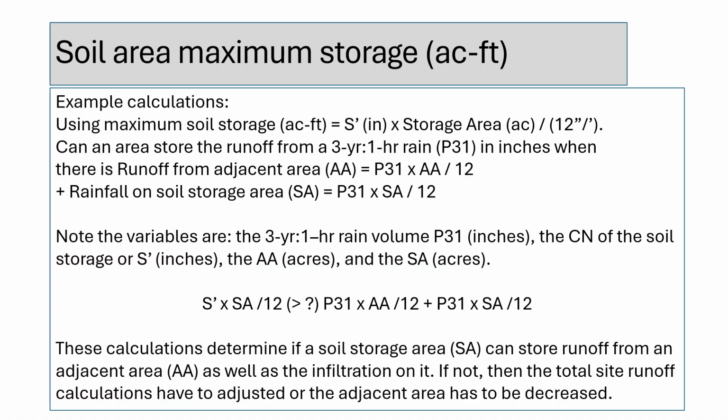To determine whether that storage is sufficient, we compare it against the total water volume the area must receive. That total includes the runoff from the adjacent area, calculated as the 3-year 1-hour rainfall depth multiplied by the adjacent area acreage divided by 12, plus the rainfall landing directly on the soil storage area, calculated the same way using the storage area acreage. So the key question becomes, is S prime times the storage area greater than or equal to the 3-year 1-hour rainfall times the sum of both the adjacent area and the storage area?